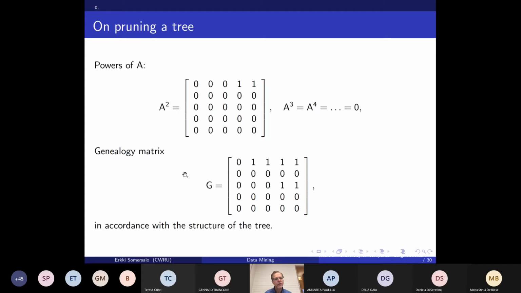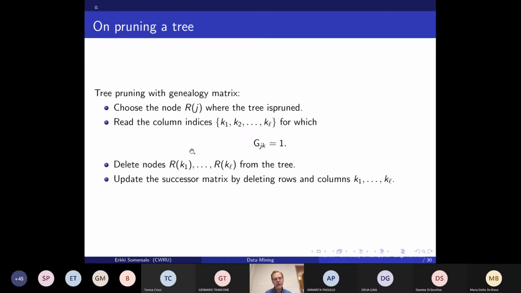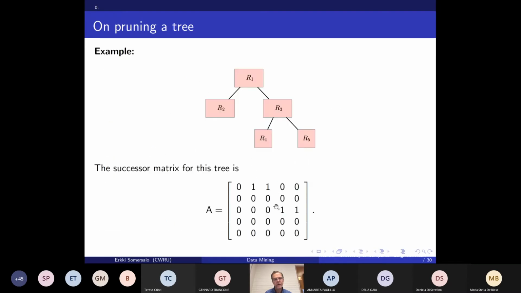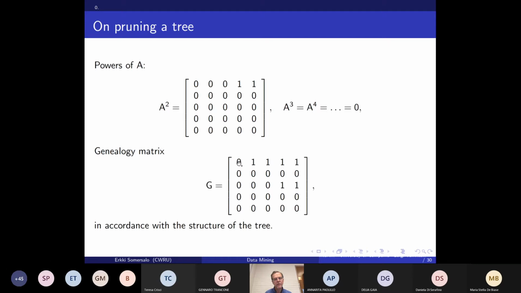And so then if I put together the genealogy matrix, I take A plus A squared. Now if you look at this A squared and my A, you're summing them up. So you see that the first row is 0, 1, 1, 1, 1, then a row of zeros, and 0, 0, 1, 1. And those are the non-zero entries. So what does this G tell me? It tells me that from the first node, I can reach nodes 2, 3, 4, and 5.